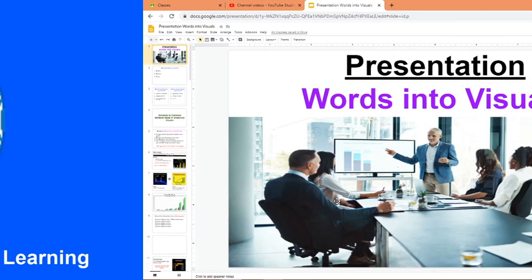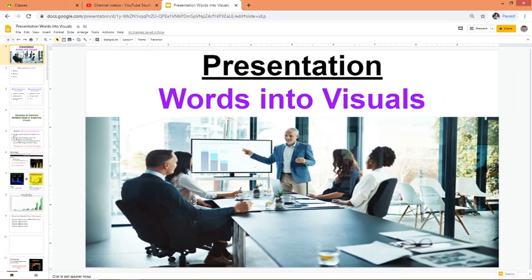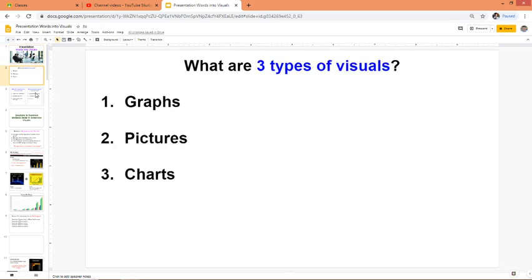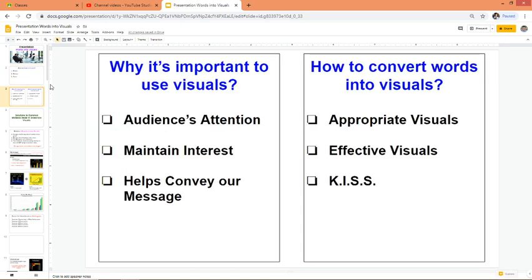Today, I want to continue more on our presentation about how to change words into visuals. You remember that we talked about three types of visuals: graphs, pictures, and charts, and why visuals are important. You want your audience to stay interested, and visuals help you convey your message to the audience. And how do we convert words into visuals?